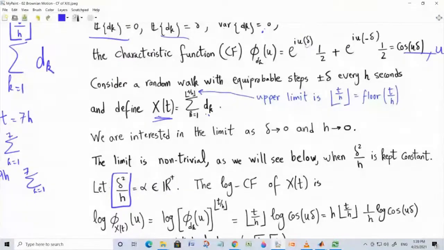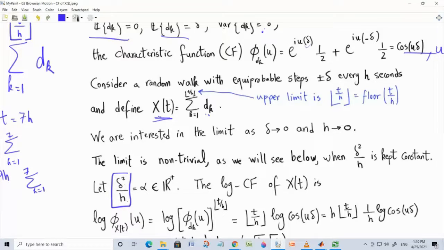Okay. So we will have to constrain the way in which these two parameters go to 0. So you can imagine that one of them goes to 0 and the other is related to it via this expression here, delta squared over h. Delta squared is equal to h alpha for some positive alpha.